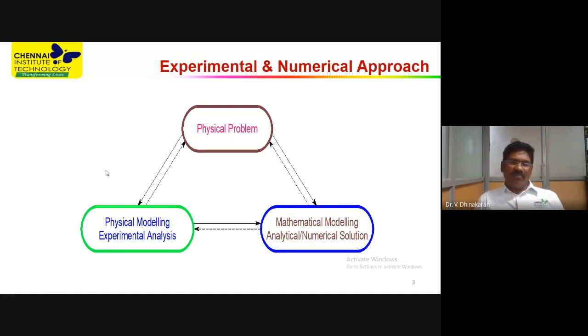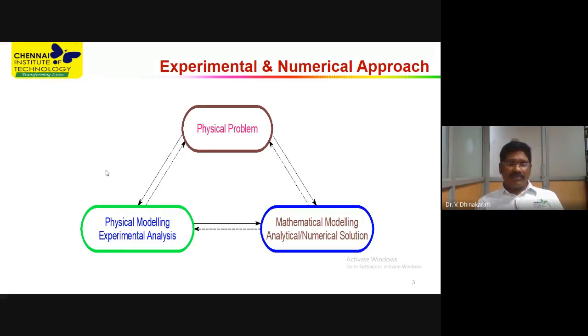So for example, let me take a simple governing equation. If you take d squared x by dt squared plus y equal to 0, this is a simple governing equation. So this equation can be solved by using the standard mathematical formula that we have learned in the school days of engineering.